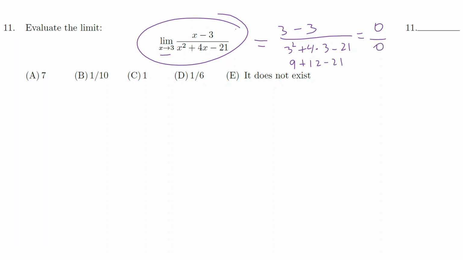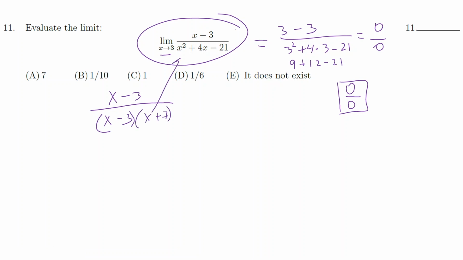If you have something of the form 0 over 0, you know for sure that you can simplify it. So let's try to simplify top against the bottom. So the top stays the same, x minus 3. The bottom is turning into x minus 3 times x plus 7. To check that, just FOIL it out and you're going to get the same x squared plus 4x minus 21.